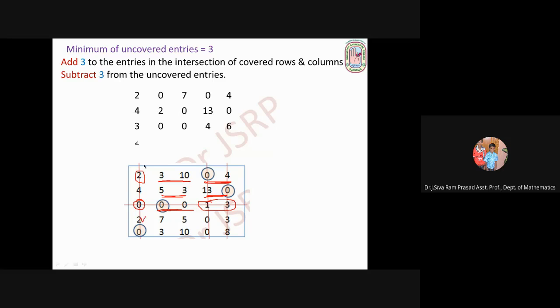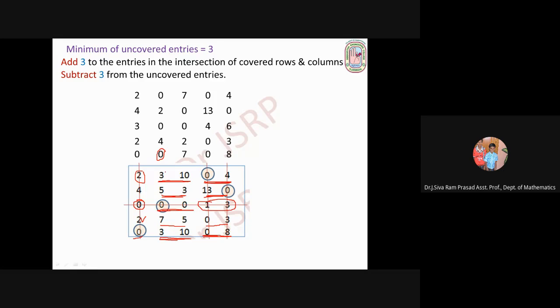And this remains same, 2. Next, subtract here 3. 7 minus 3, 4. 5 minus 3, 2. And these two remain same, 0, 3. Next, this remains same, 0. So here 3, 10. Subtract 3 from here. 3 minus 3, 0. So this is new possible assignment. 10 minus 3, 7. Next, these two remain same, 0, 8.